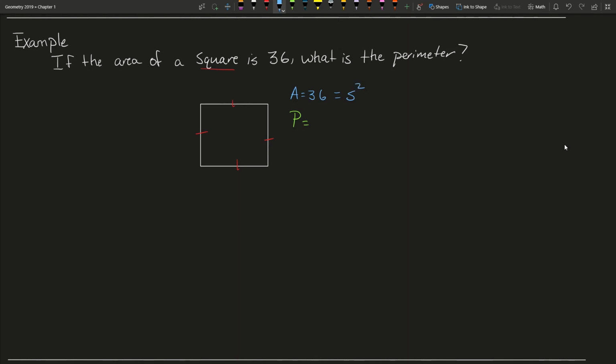So if s squared is 36, to get s by itself, we take the square root of 36, which is just equal to 6, because 6 times 6 is 36. That means that every one of these sides is 6 units long. So our perimeter is just 4 times the side, which is 4 times 6 in this case. So we get 24 is the perimeter.